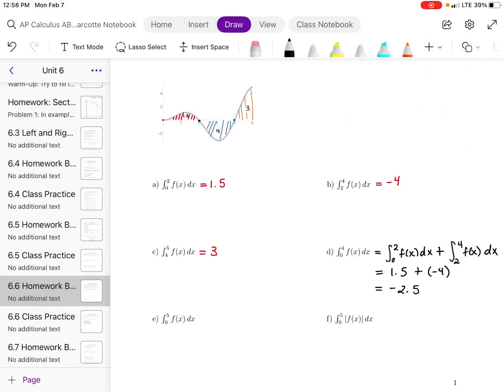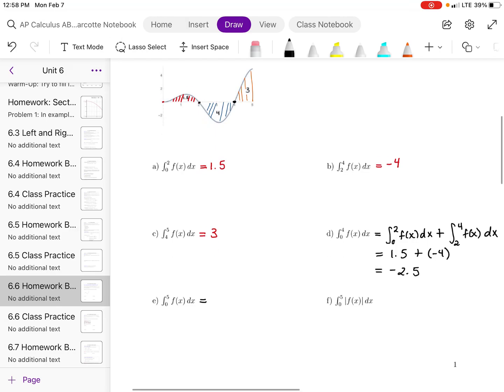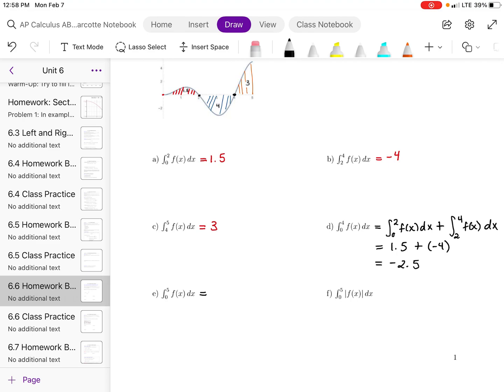Okay, so hopefully that makes sense to us, because now looking at the integral from 0 to 4, it really just becomes the integral from 0 to 2 plus the integral from 2 to 4. All right, looking at part E now, I want to know the integral from 0 to 5. Okay, so same idea here, where I'm going to break it up as the integral from 0 to 2 plus the integral from 2 to now 4, because at x equals 4, that's where my curve is switching from below to above, and then plus the integral from 4 to 5.